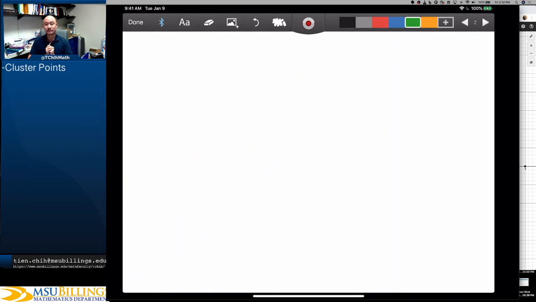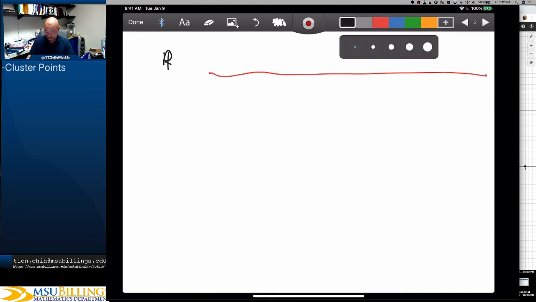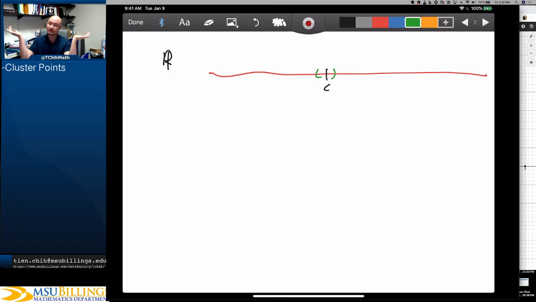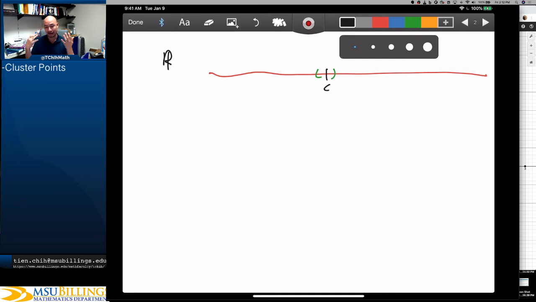So let's talk about some examples. What are the cluster points of some set? Let's say set number 1, R. This is sort of a silly example, but if I draw the real number line, any point C, any epsilon, there's always some real number in there, right? So yeah, if I have R, its cluster points are in fact R.